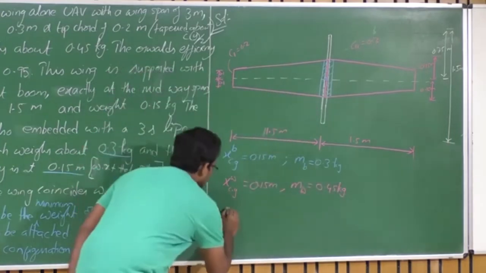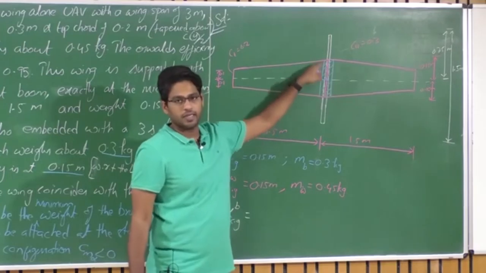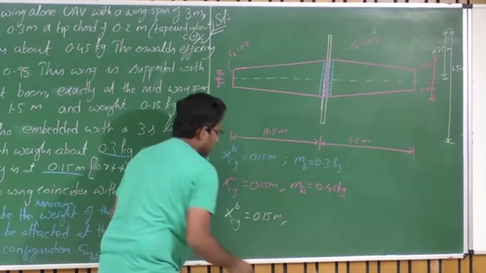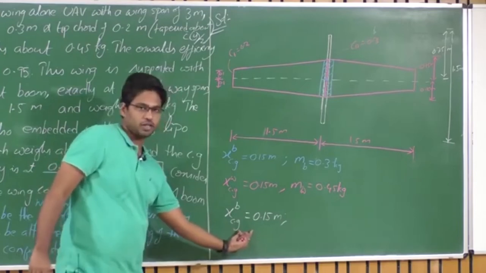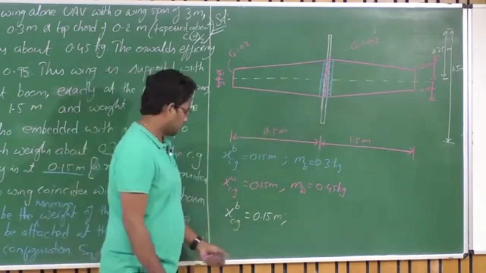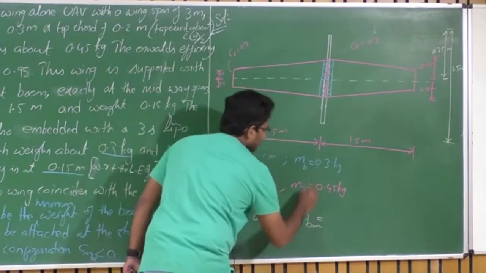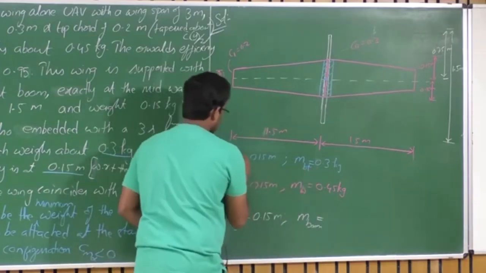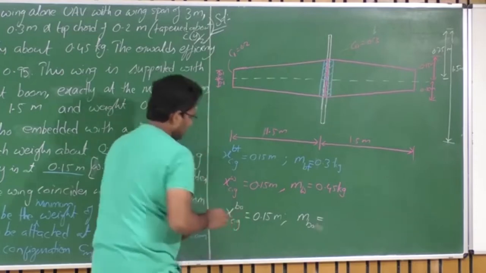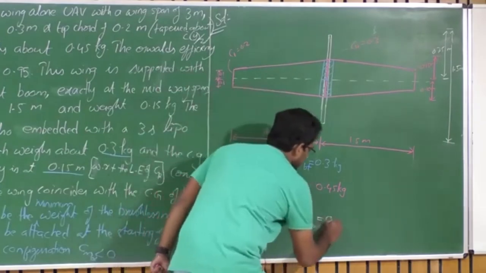And we have the boom. So XCG of the boom is equal to 0.15 meters with respect to the leading edge of the root chord. If I don't write anything beneath this CG as a subscript, that means we are measuring with respect to the leading edge of the root chord. And the mass of the boom is, let me use BT for battery and BO for boom. So BO for boom here, BT for battery. The boom mass is about 150 grams.